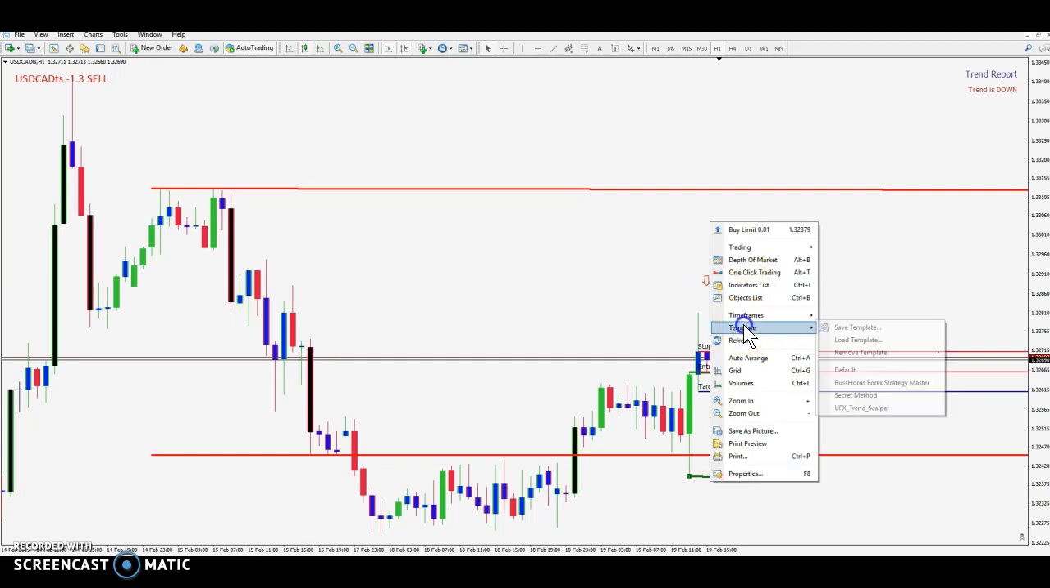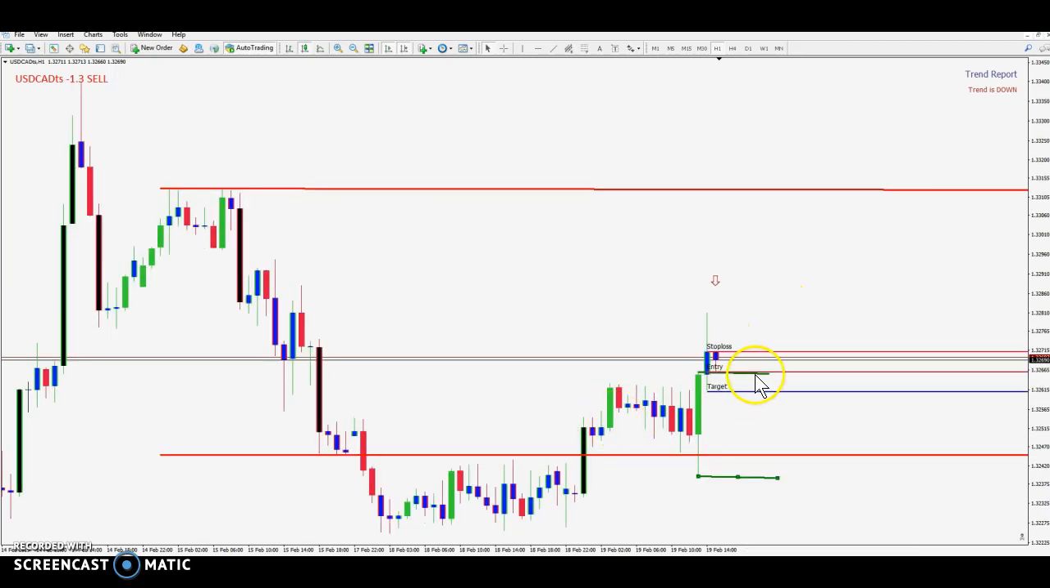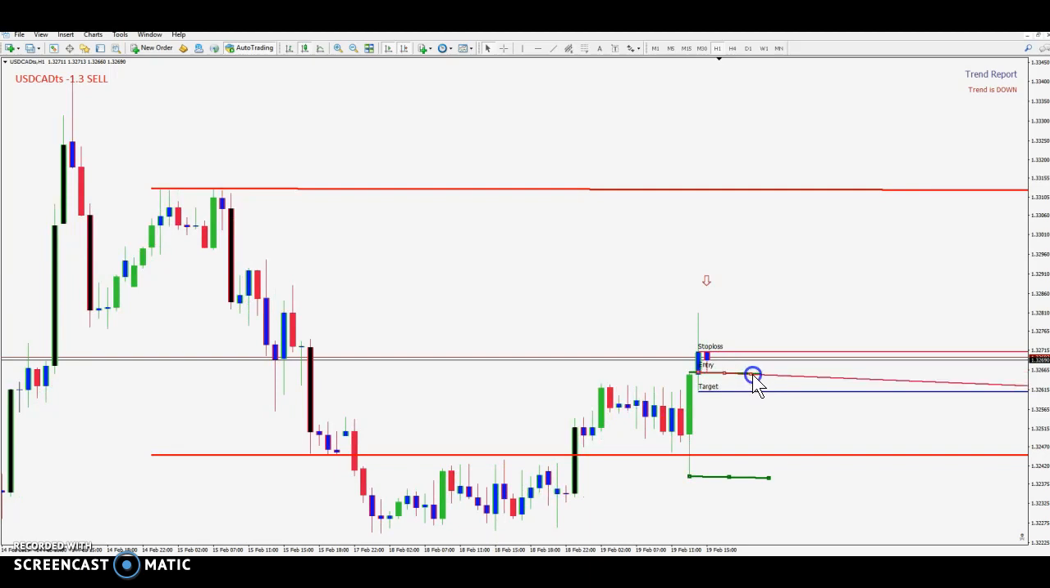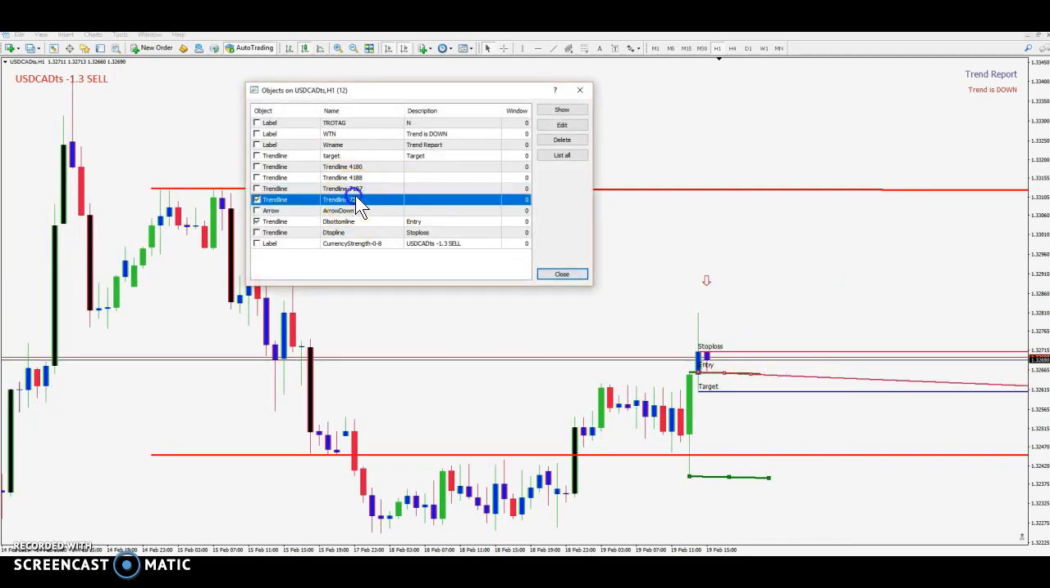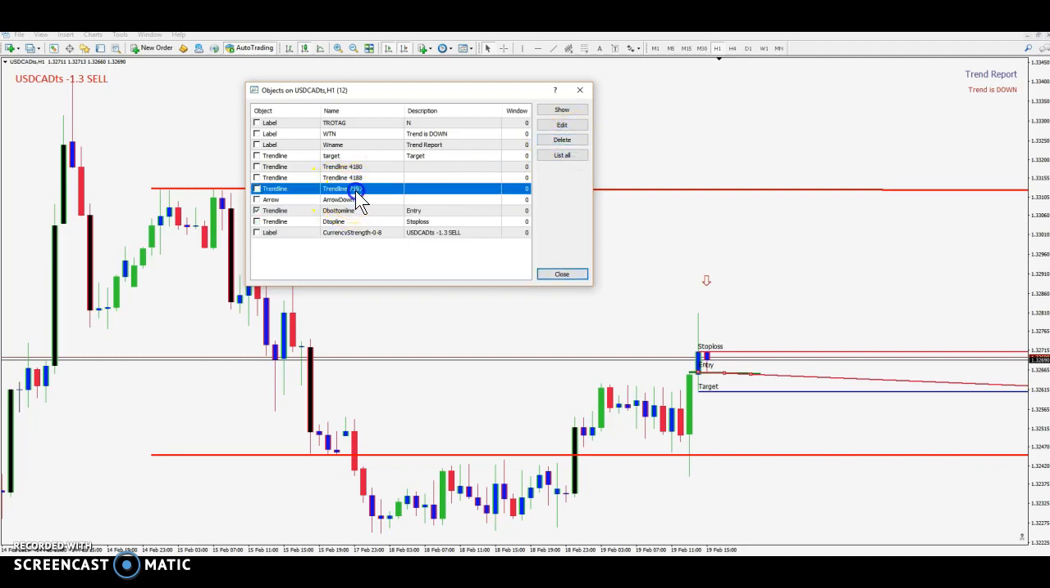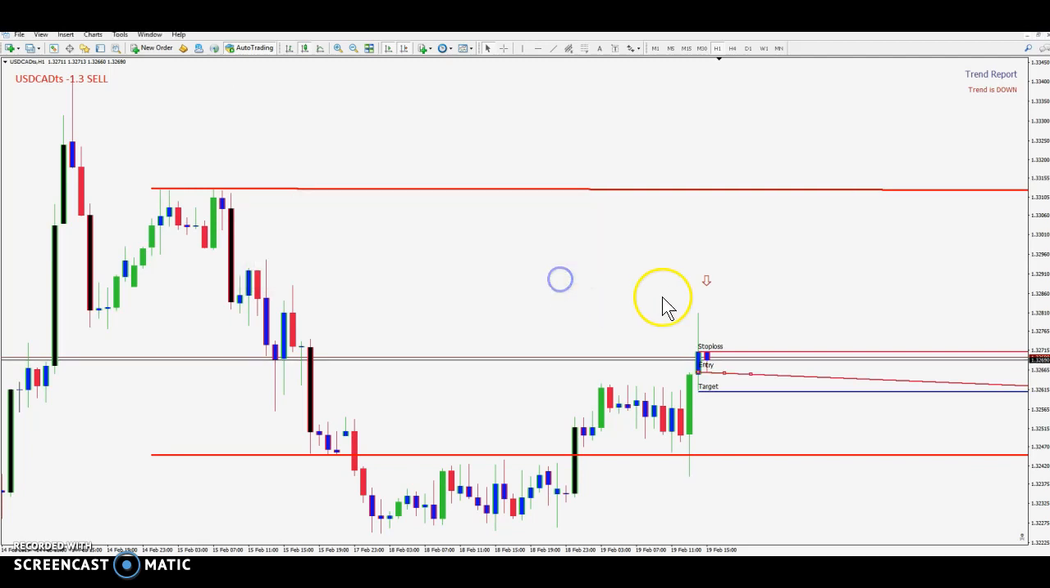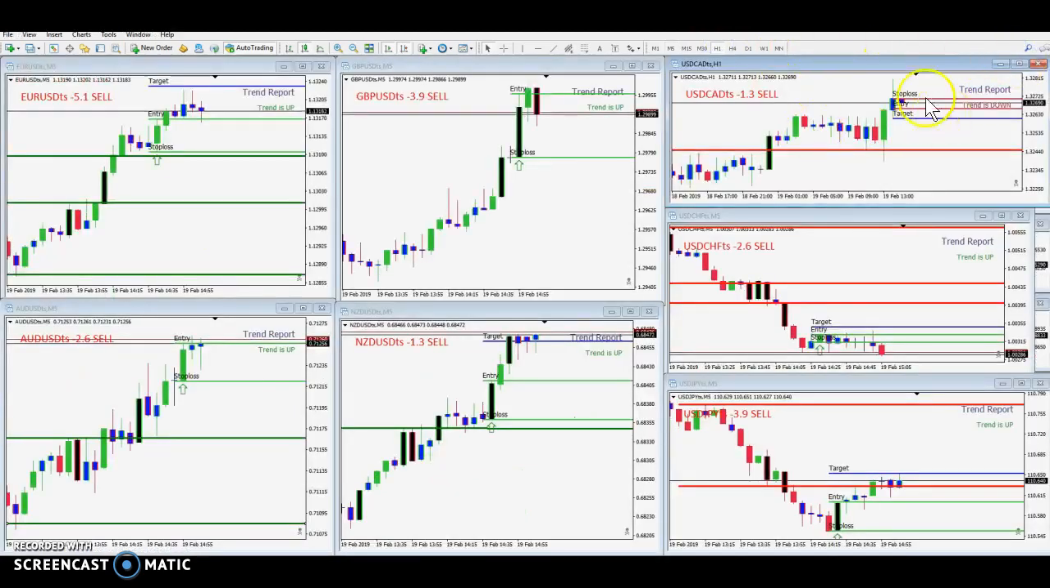So let's delete these, and okay, so we'll just leave it on the 1 hour and watch it and see if we go bearish sometime this session. Then I'll start looking for shorts on the 5 minute.